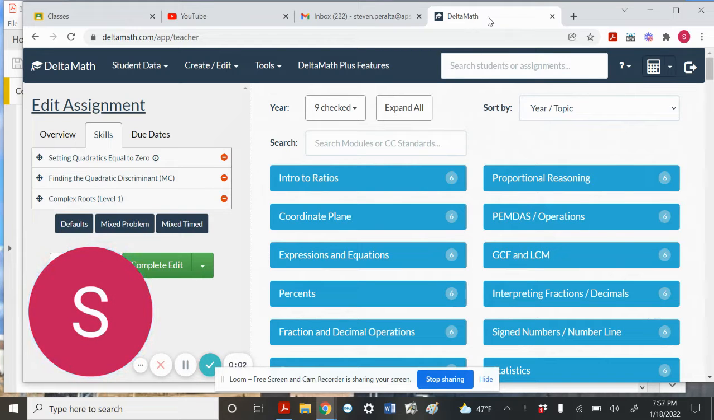Okay, what I want to go ahead and do now is walk through some of the problems in Deltamath. The first one is you'll notice that you have a timer here to find setting quadratics equal to 0. So what I'm doing is timing you. I believe there are 5 of them that you have to do in 75 seconds.